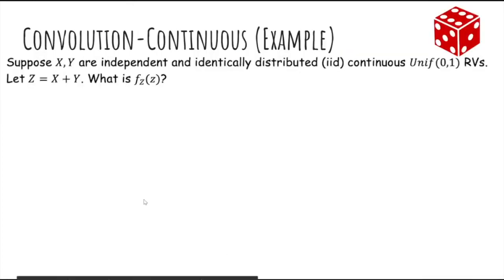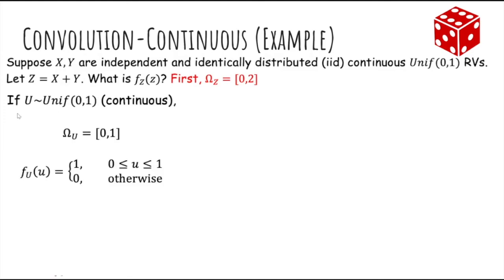Let's do an example of continuous convolutions now. Let's say X and Y are IID continuous uniform 0, 1 random variables. What is the density of Z, which is X plus Y? First of all, the range of Z is from 0 to 2 because you're summing up random variables that are between 0 and 1. This is a uniform PDF, and the PDF of Z is just integrating over all possible values of x between 0 and 1 of the density of X times the density of Y at value little z minus little x.